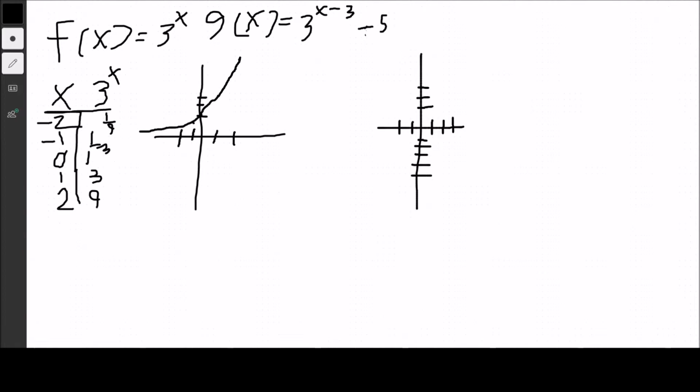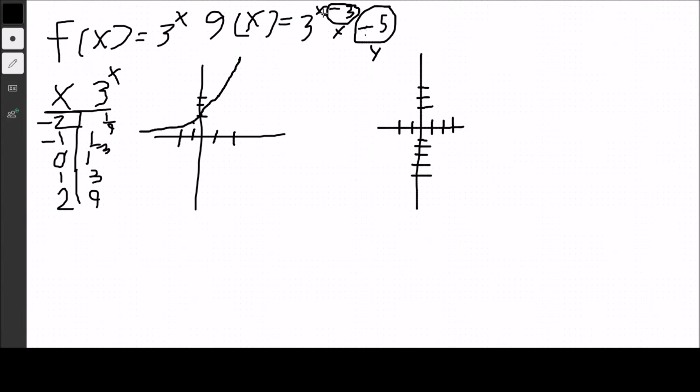Once you have the original plot set up, you can now find the graph of g of x. The difference between f of x and g of x is the shifts that come along in g of x. The shift in g of x is -3, and that is going to be your x shift. The shift for the -5 is going to be your y shift.